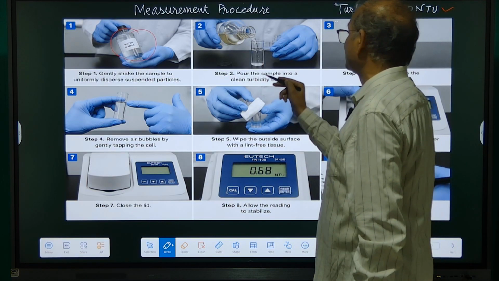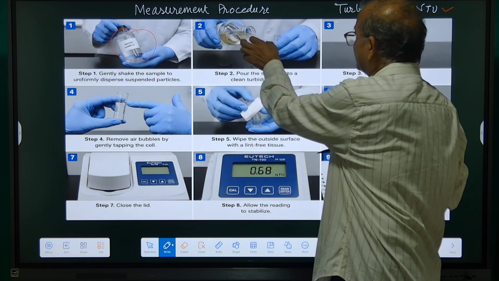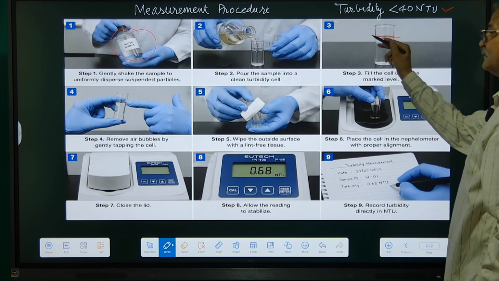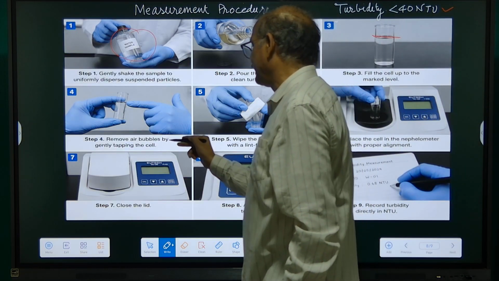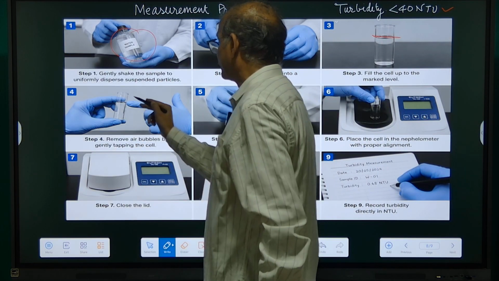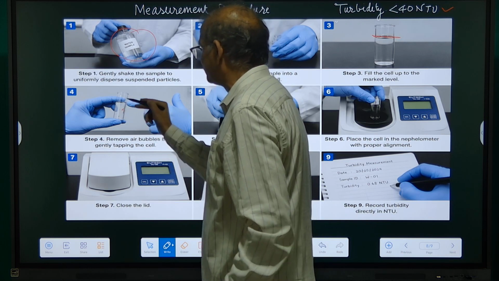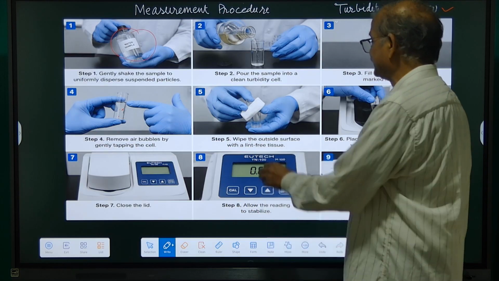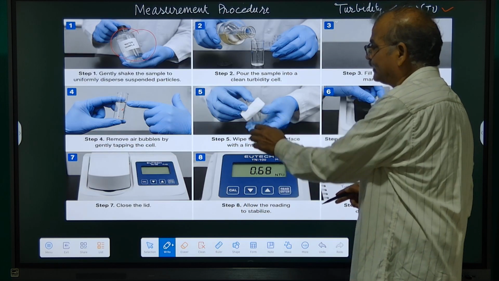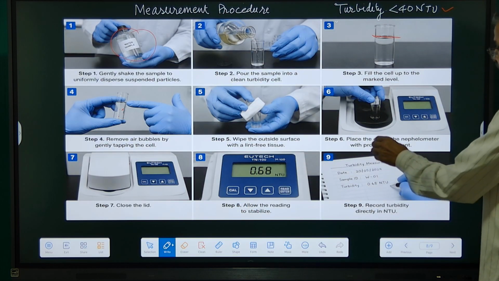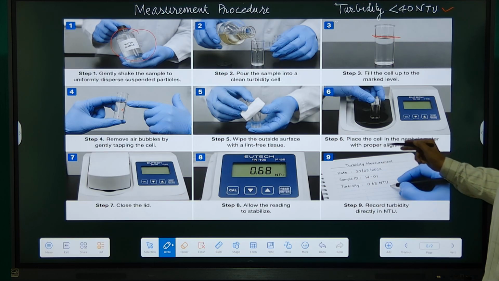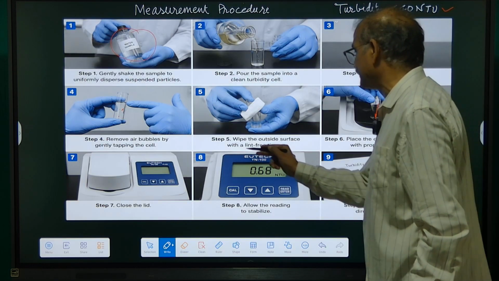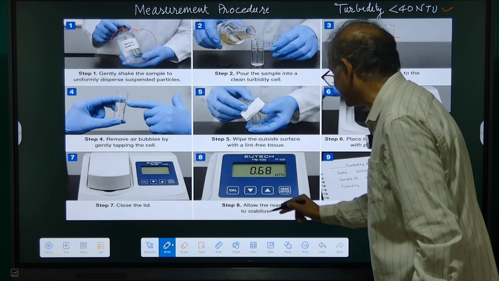Pour the sample into a clean turbidity cell. Fill the cell up to the marked level. Remove air bubbles by gently tapping the cell. If any air bubble is there, we should remove it, and then wipe the outside surface with lint-free tissue. The outside surface should also be carefully cleaned, and then we place the cell in the nephelometer with proper alignment. With the proper alignment we place it, and then we record the reading and allow the reading to stabilize.